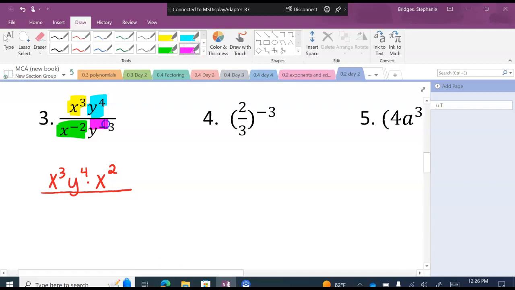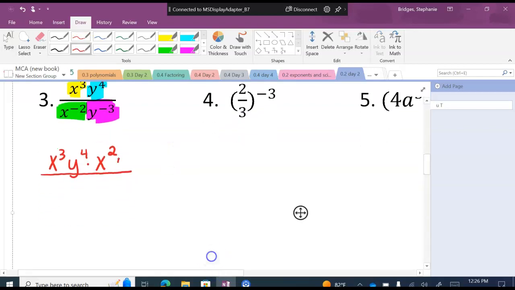And then if I look at that y to the negative third, does that one need to move? Is its exponent negative? It is. So it also needs to come to the top, and it becomes positive as well. If there's nothing left at the bottom, what would I just put? A 1. Okay. Now, does that look like it's completely simplified there? No, I got a couple of x's that I can combine. I got a couple of y's I can combine.